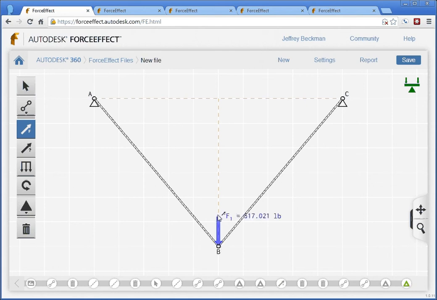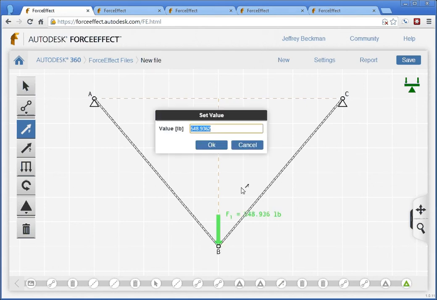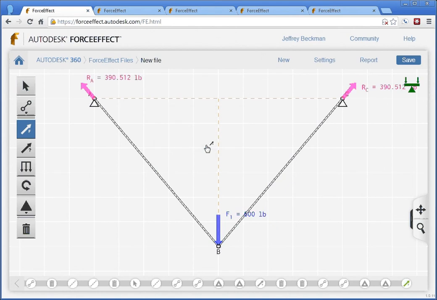So we can fix these two ends. We can put our load here. We typically assume a rescue load of 600 pounds. And that shows us our forces in the anchor legs here. So this is 390 pounds in each leg because this is a symmetric anchor.